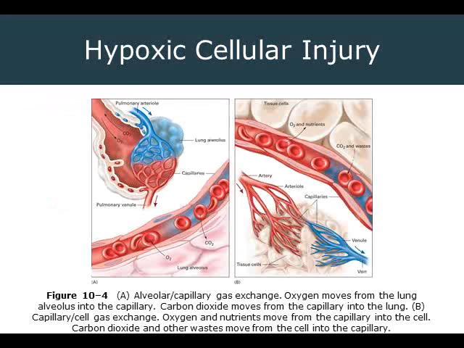So we can take a look here at some hypoxic cellular injury. This shows us an example of the lung alveoli and the capillary network that covers those alveoli, and the interface that we're dealing with here. So we've got the red blood cells within the vessel there. We have the lung alveolus.